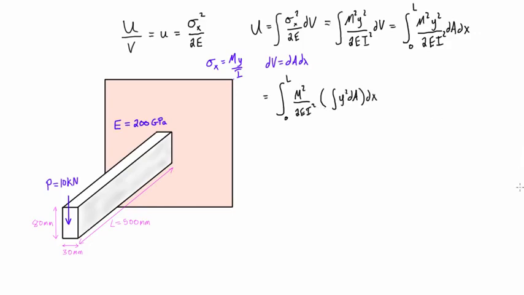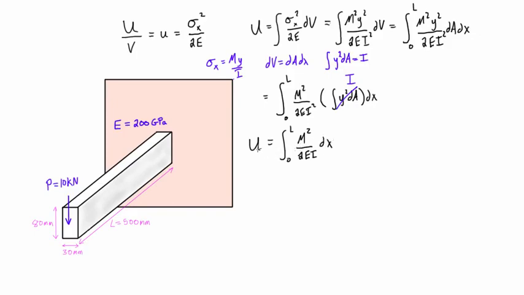Cool. Well, it turns out also, if you remember from previous videos, that the integral of y squared dA is equal to the moment of inertia. So basically this all can get crossed out and replaced with an I, and that's going to cancel with one of those down at the bottom, and we can rewrite our expression for elastic strain energy as the integral from 0 to L of M squared over 2EI dx.